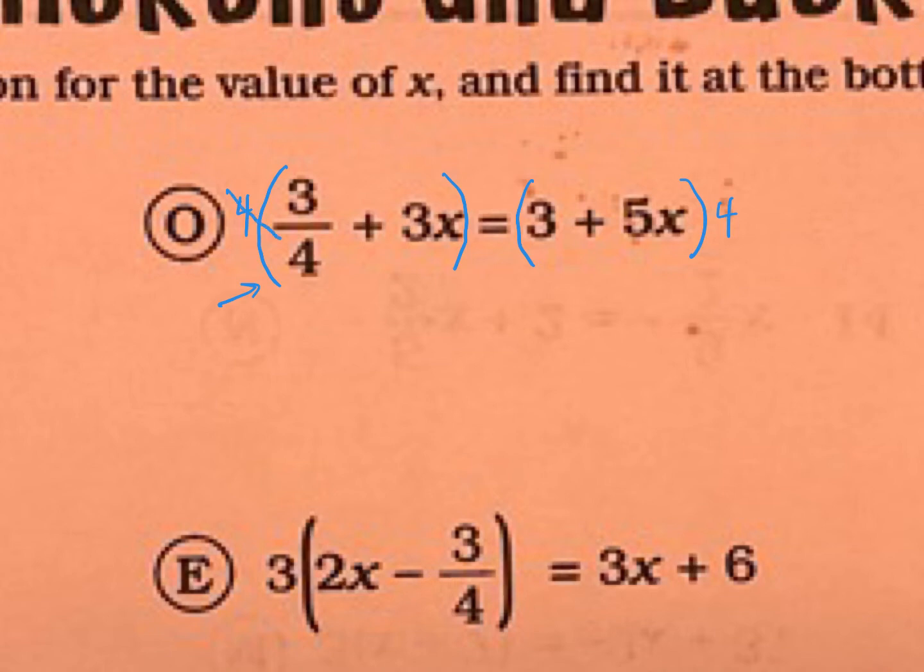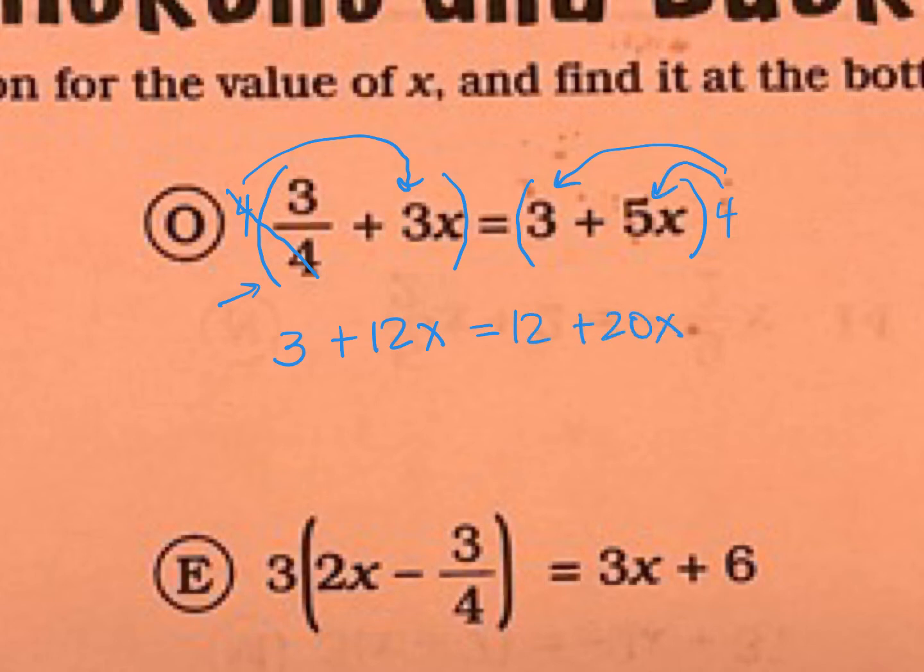And 4 times 3/4 is just 3. 4 times 3x is 12x. 4 times 3 is 12. And 4 times 5x is 20x. All right, so now I'm going to make my teams just like normal. I've got an x team, an x team, a number team, and a number team.